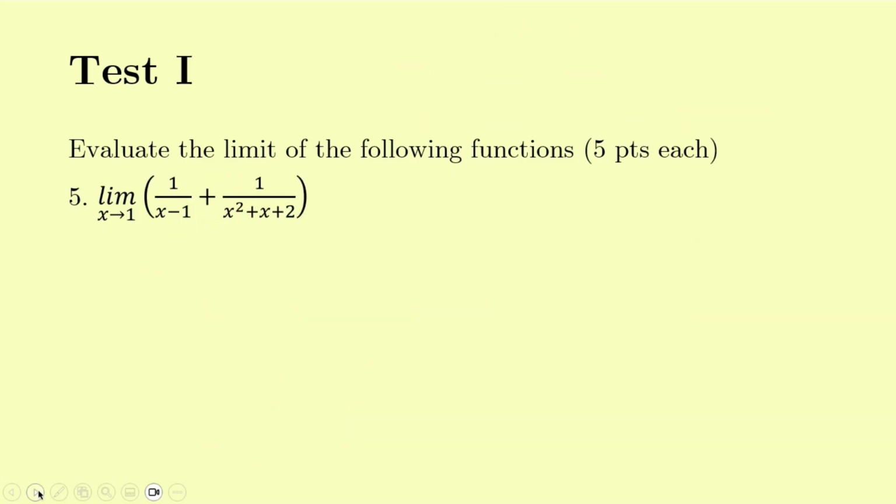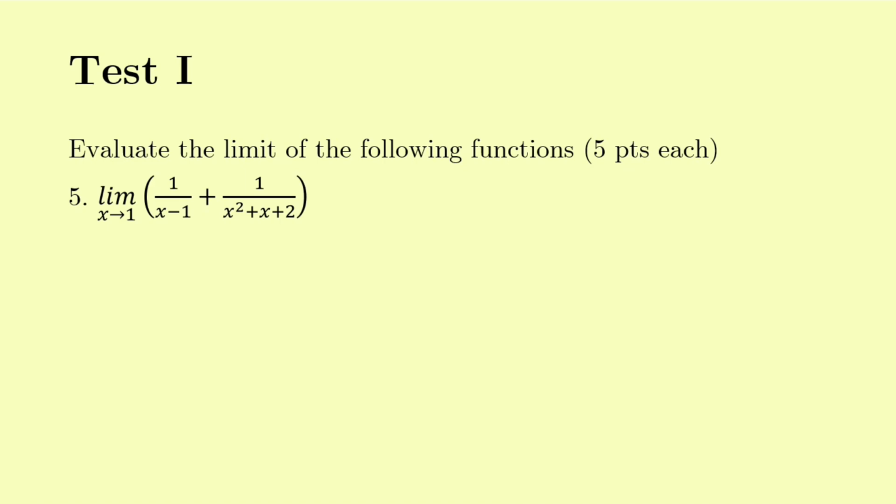Next, number 5, evaluate the limit of the following function. Limit of 1 over x minus 1 plus 1 over x squared plus x plus 2 as x approaches 1. If we're going to substitute this, we will end up with 1 over 0, so it will not be possible. Okay, let's try algebra. Will this work?